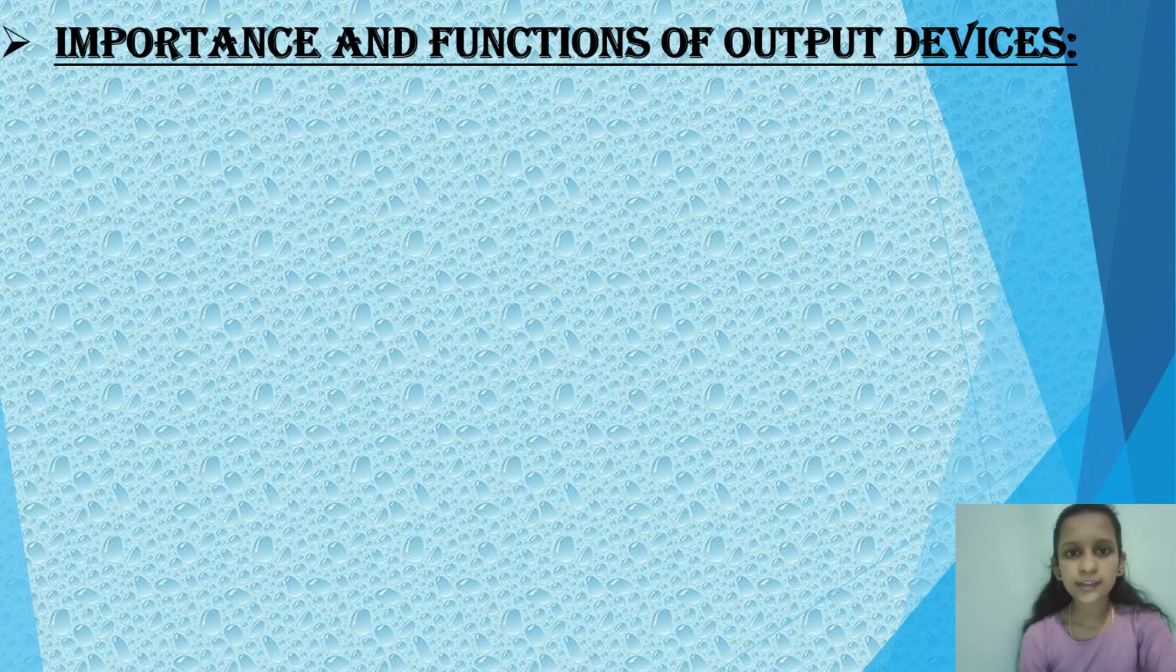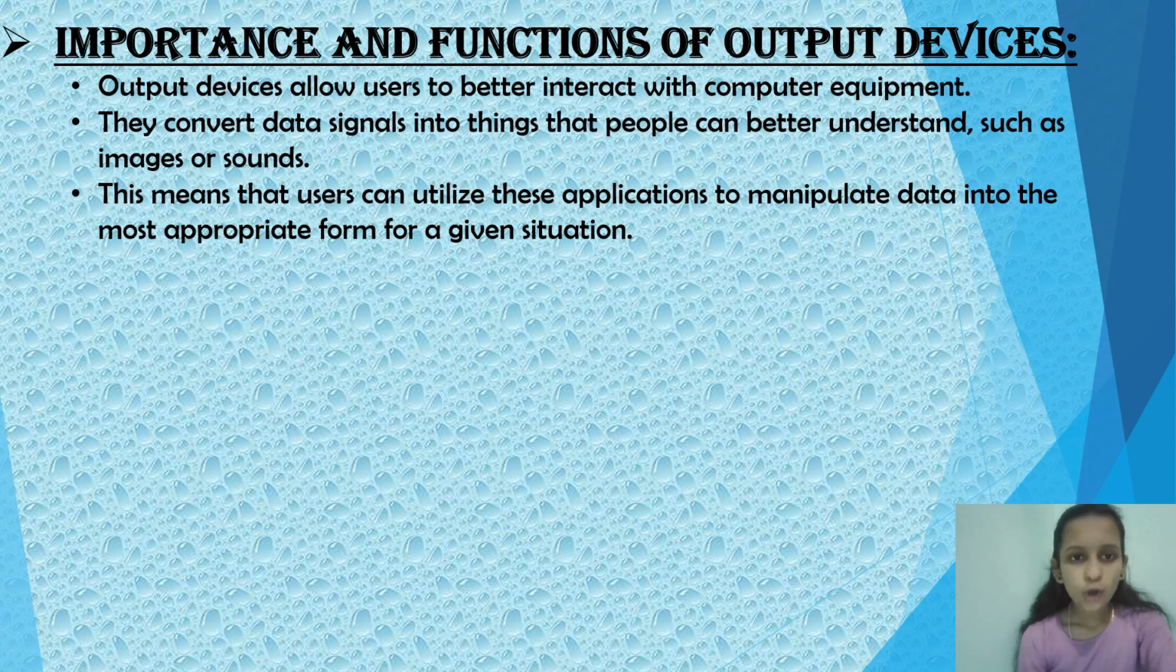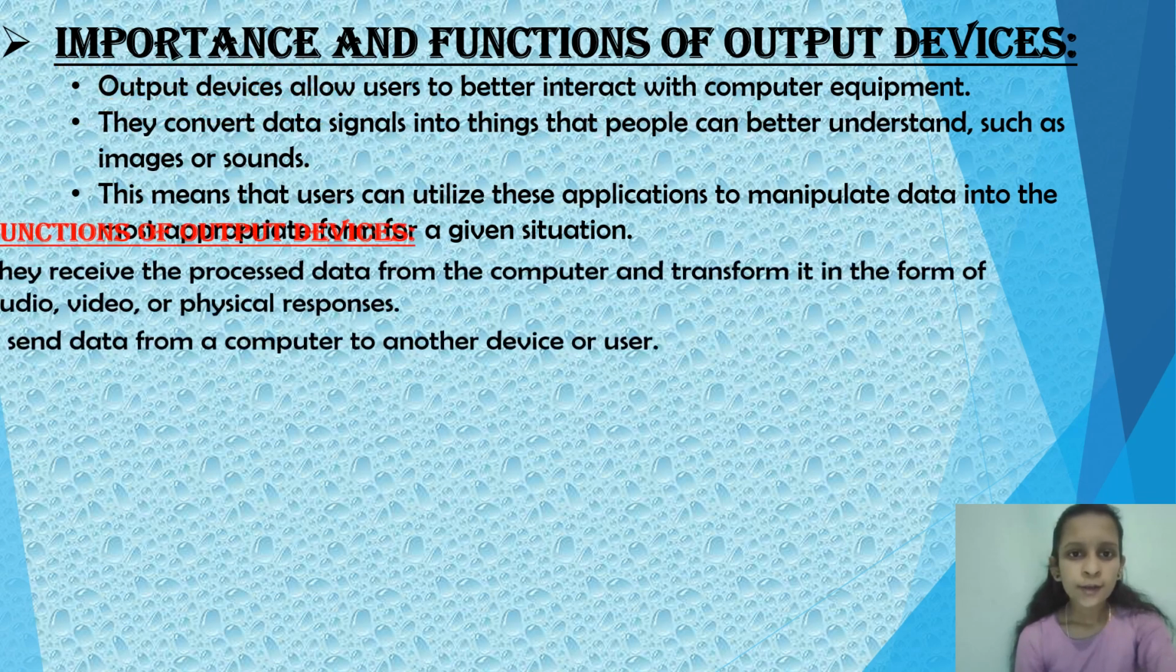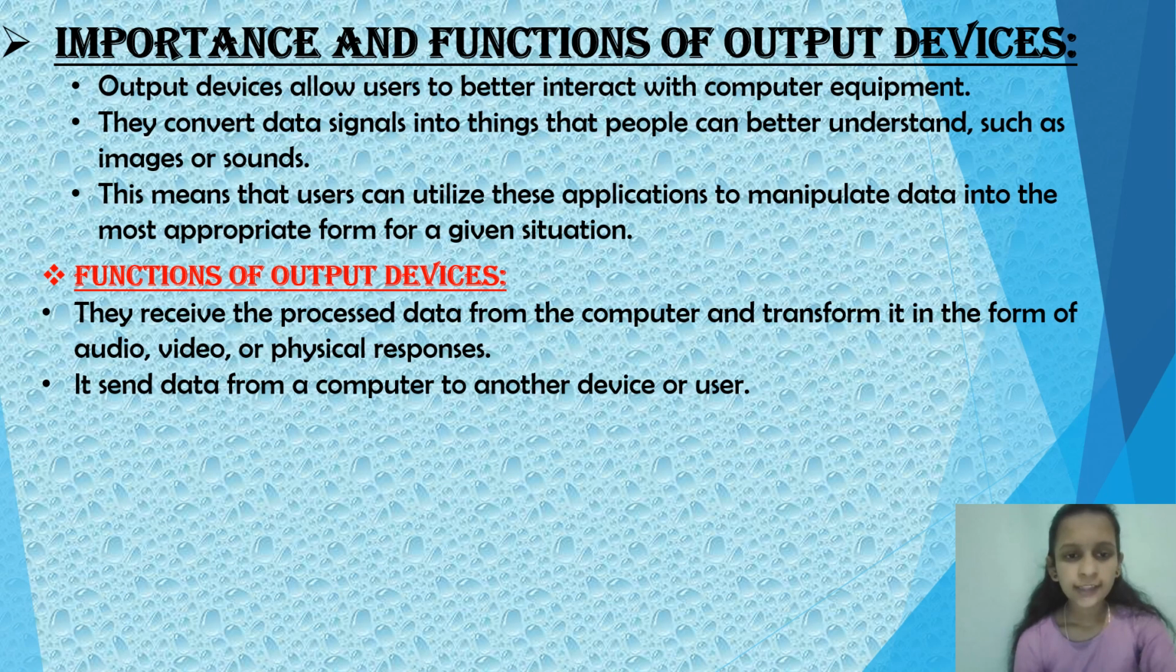Like the input device, even the output devices also have some importance and functions. When it comes to the importance, output devices allow the user to better interact with the computer equipment. They convert data signals into things that people can better understand, such as images or sounds. This means that users can utilize these applications to manipulate data into the most appropriate form for a given situation. When it comes to the functions of output devices, they receive the processed data from a computer and transform it into the form of audio, video, or physical responses. It sends data from a computer to another device or the user.